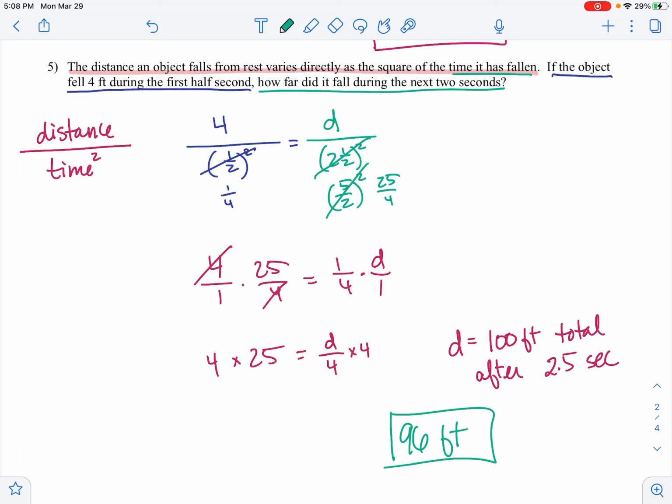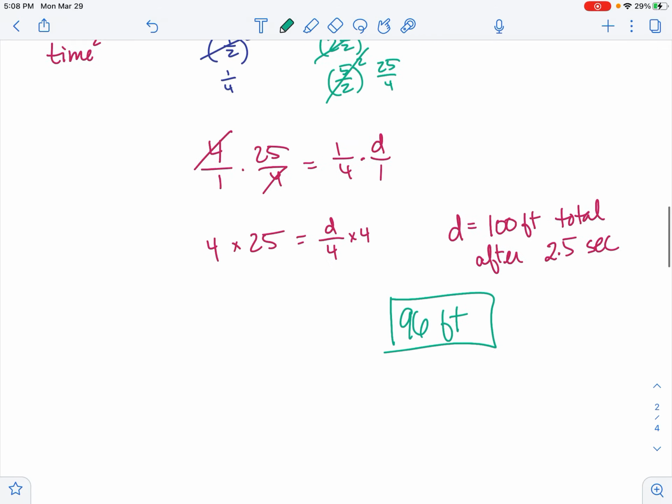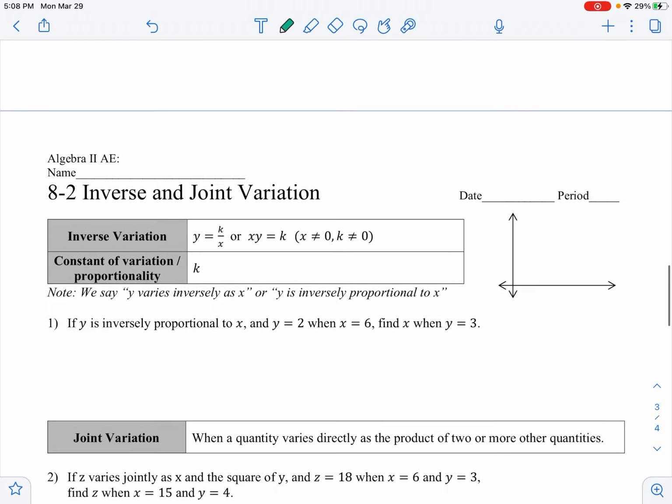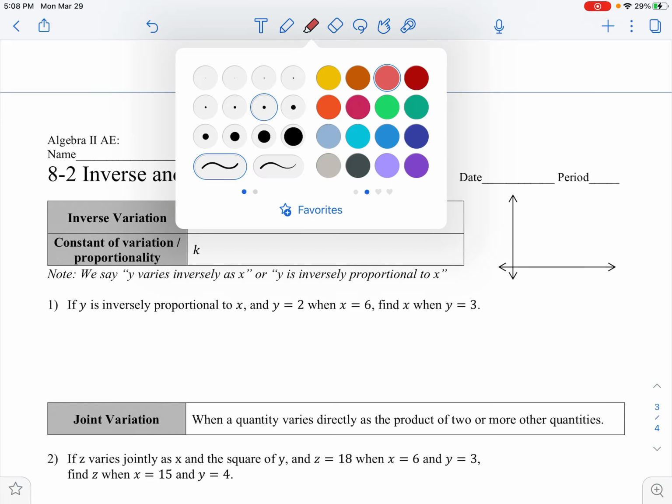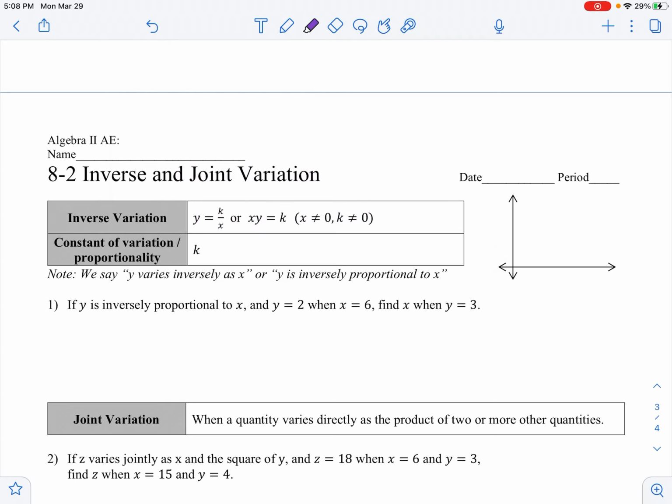Let's move on and talk about inverse and joint variation. Again, hopefully you remember these from Algebra 1. Really nothing too new. First, our inverse variation here. So let me switch colors. Our inverse variation, this is probably the formula that you remember from Algebra 1. Were I to cross multiply, I can also think about it like this. We do have a couple restrictions.